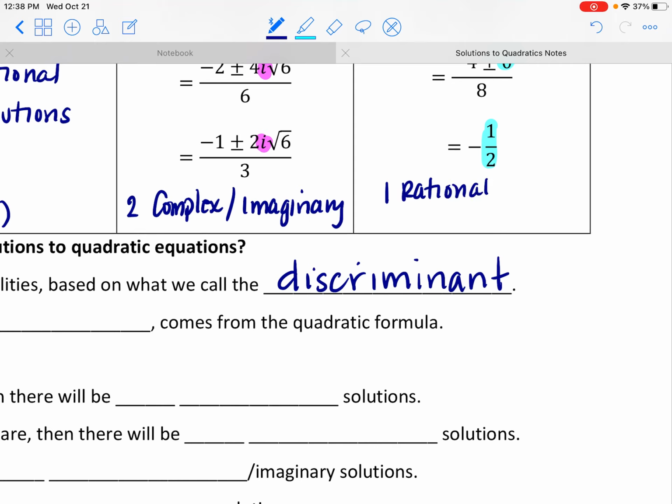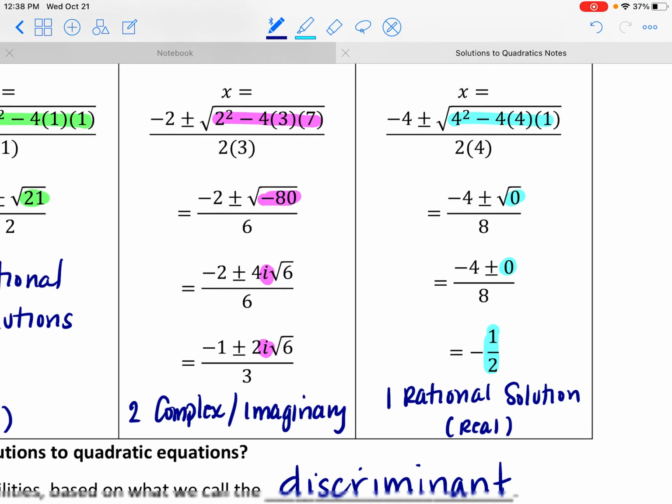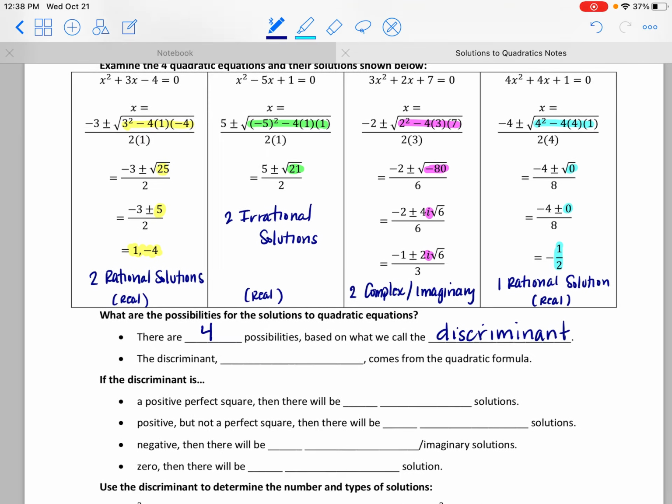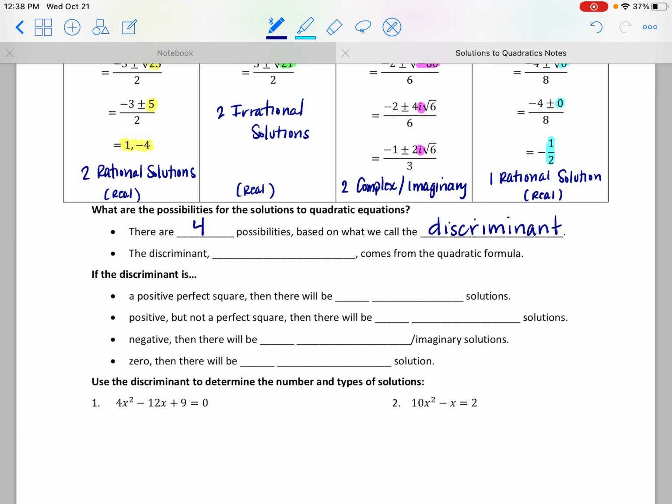It's just one real and rational solution. So again, all the reals are either rational or irrational. Okay? So that part underneath the radical that is dictating what kind of solutions we're going to end up with, we call the discriminant. We call it the discriminant because it discriminates between the types of answers we're going to get. It's going to tell you when we're going to end up with rational, irrational, complex, imaginary, or just one rational solution.